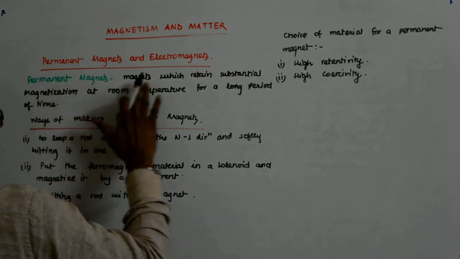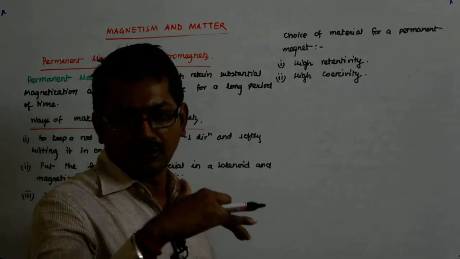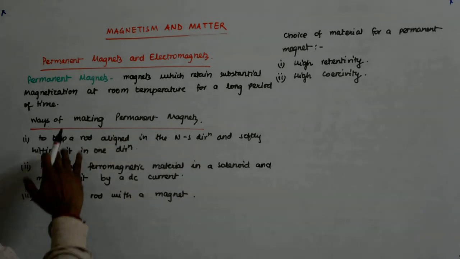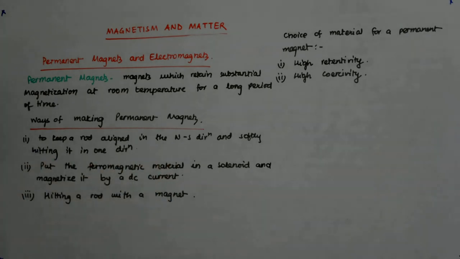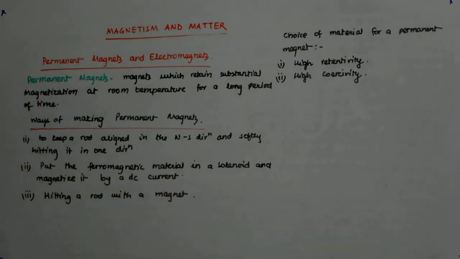We understand that permanent magnets are magnets which retain substantial magnetization at room temperature for a long period of time. In earlier days, people intuitively understood that the north-south direction was the direction of magnetization, and they used to keep a rod aligned in the north-south direction and softly hit it with a metal in one direction. Nowadays we put a ferromagnetic material in a solenoid and magnetize it by a DC current, or we hit a rod with a magnet.